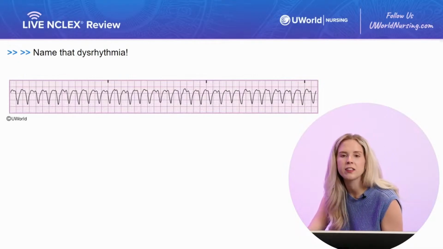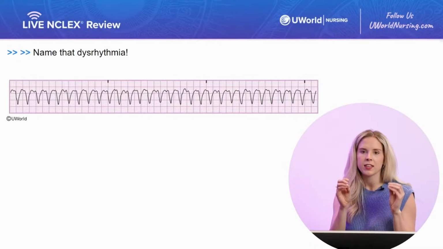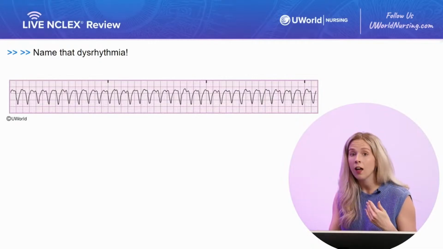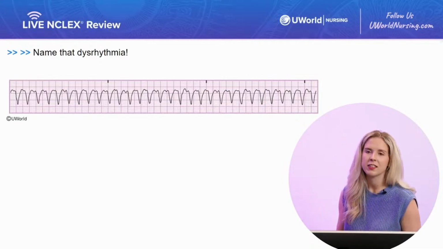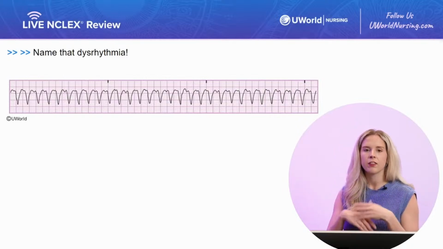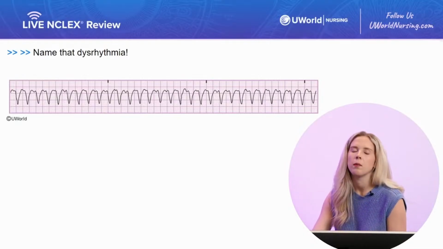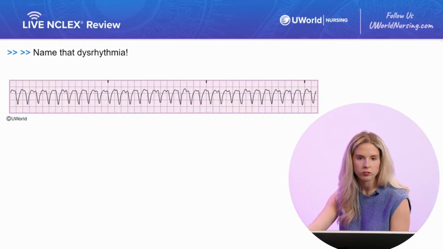Alrighty, well, good news, you guys, you nailed it. VTAC is what we are seeing here. We're really only seeing ventricular activity, and it's a lot of ventricular activity, but it is regular, so it would be VTAC. If it was completely disorganized, then it would be VFib, but it still is regular activity. Alrighty, great job, you guys.